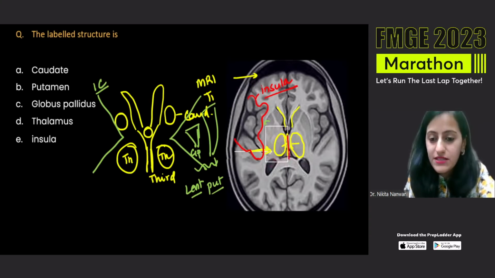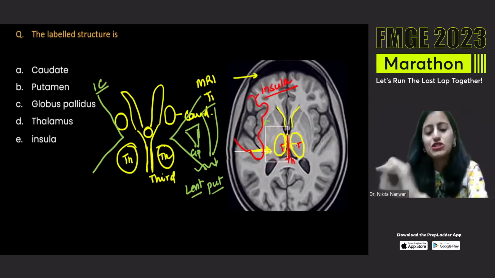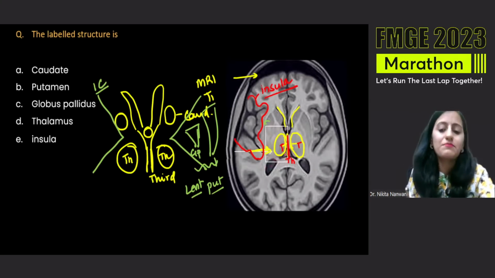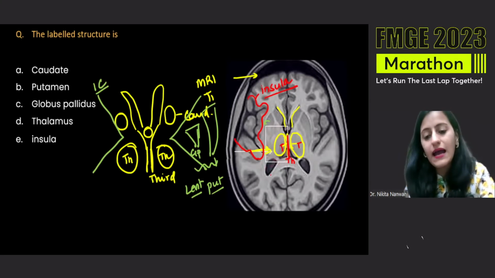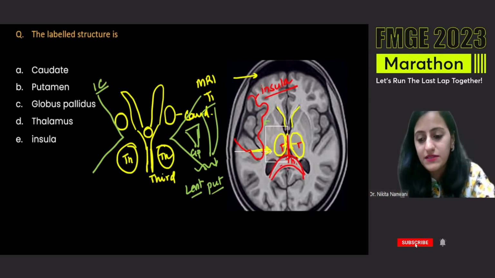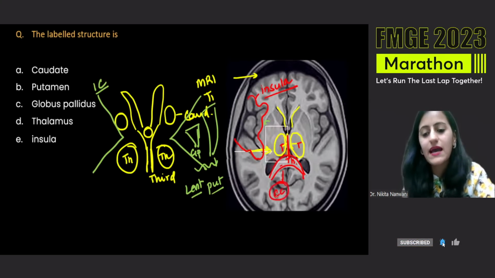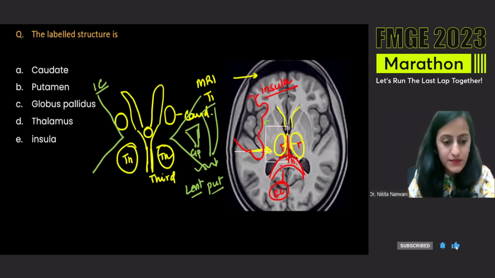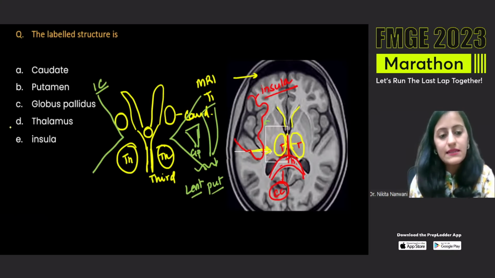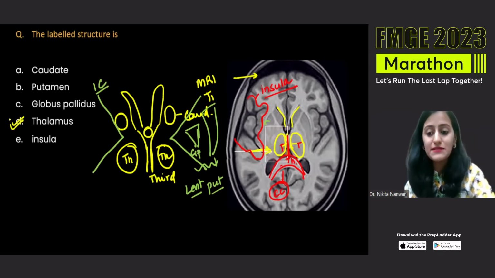So the labeled structure here, because it is on either side of the third ventricle, remember the third TH, TH, TH, this is the thalamus. And this structure here, the white matter tract that we are seeing connecting the two hemispheres, this is corpus callosum. So what is the labeled structure here? The labeled structure here is thalamus.